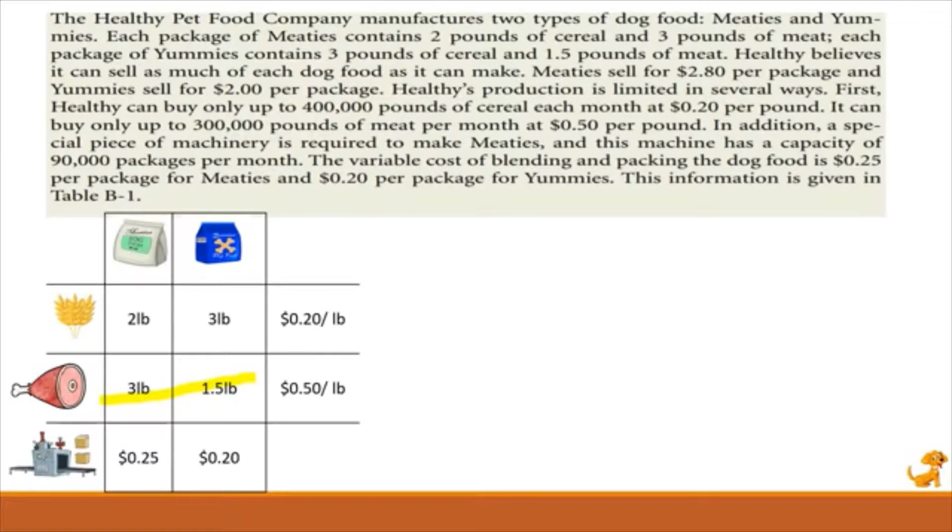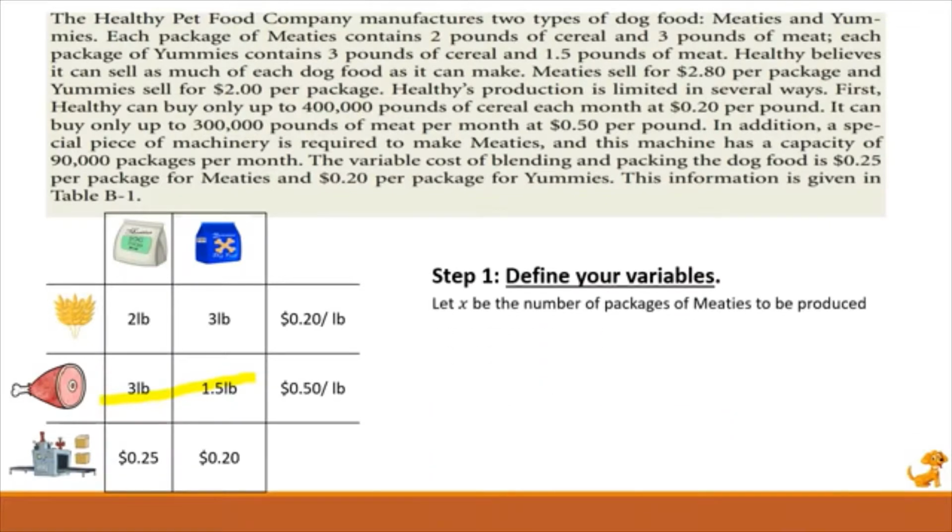So whenever you assign variables, make sure that the answer you get from the variables makes sense. It is something that you can easily use. So me saying my X is the amount of meat and my Y is the amount of cereal that I should buy does not answer my question. So rather, define our variables in this way. Let X be the number of packages of meaties to be produced, and let Y be the packages of yummies. Okay, so we move on.